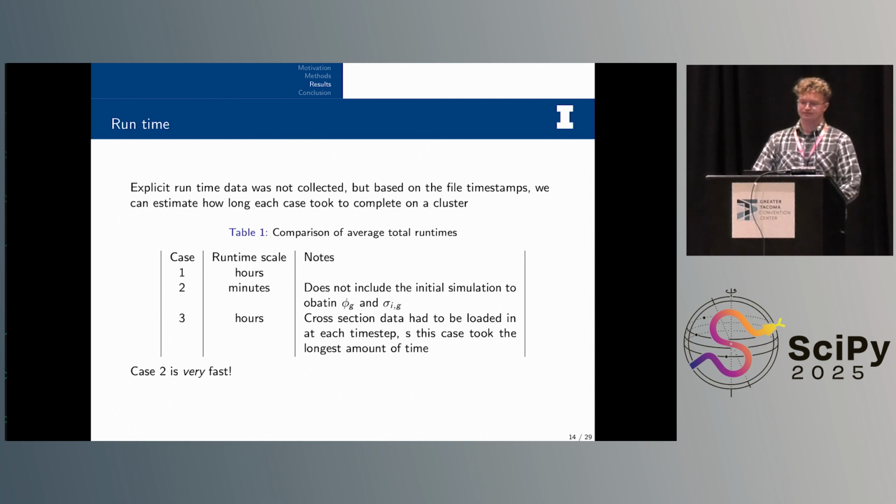And case 3, similar runtime scale to case 1. It was actually longer though, because each time we had to rerun an OpenMC simulation, we had to reload all of the data back in, and that can take quite a while. So yeah, case 2, very fast. That doesn't do us any good if it's not accurate though.